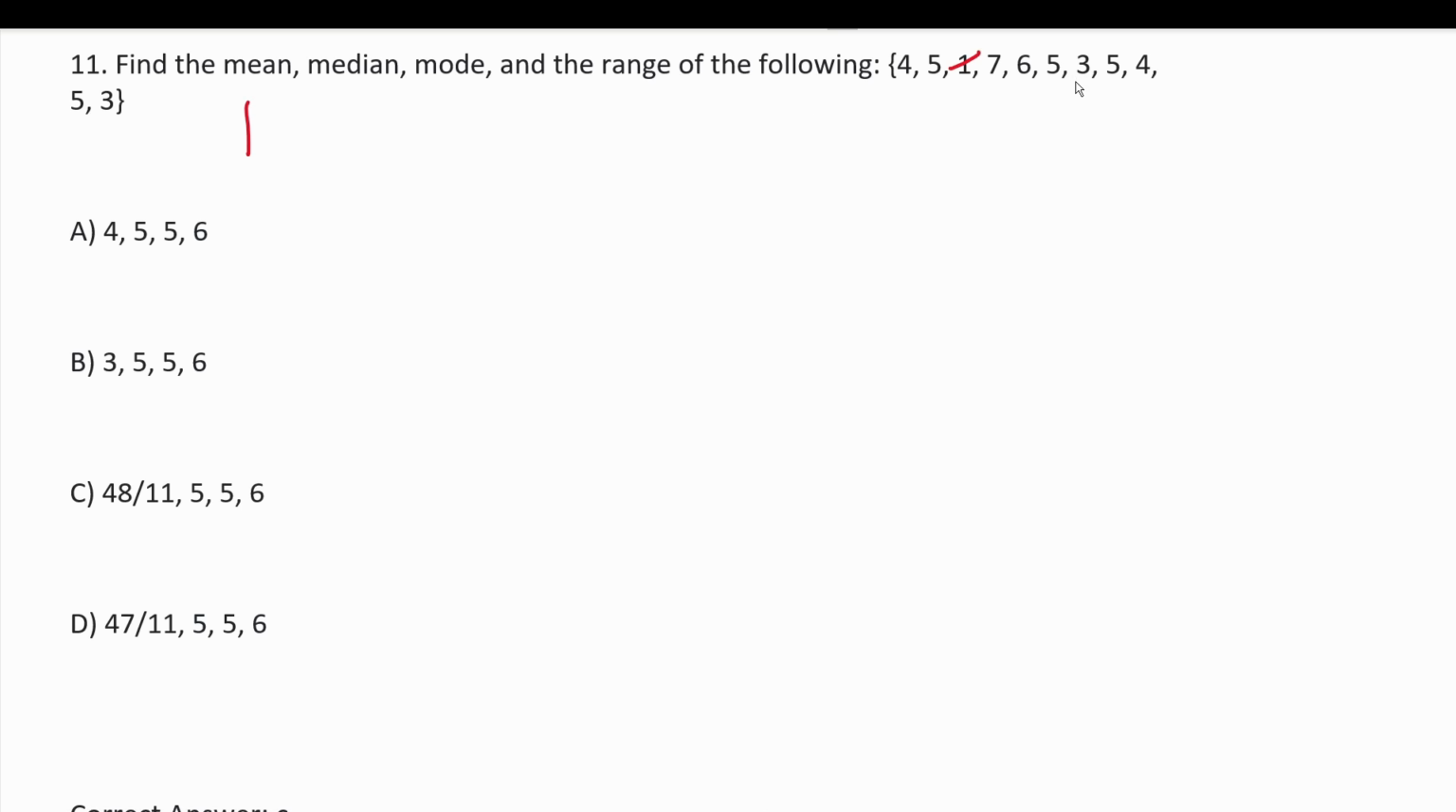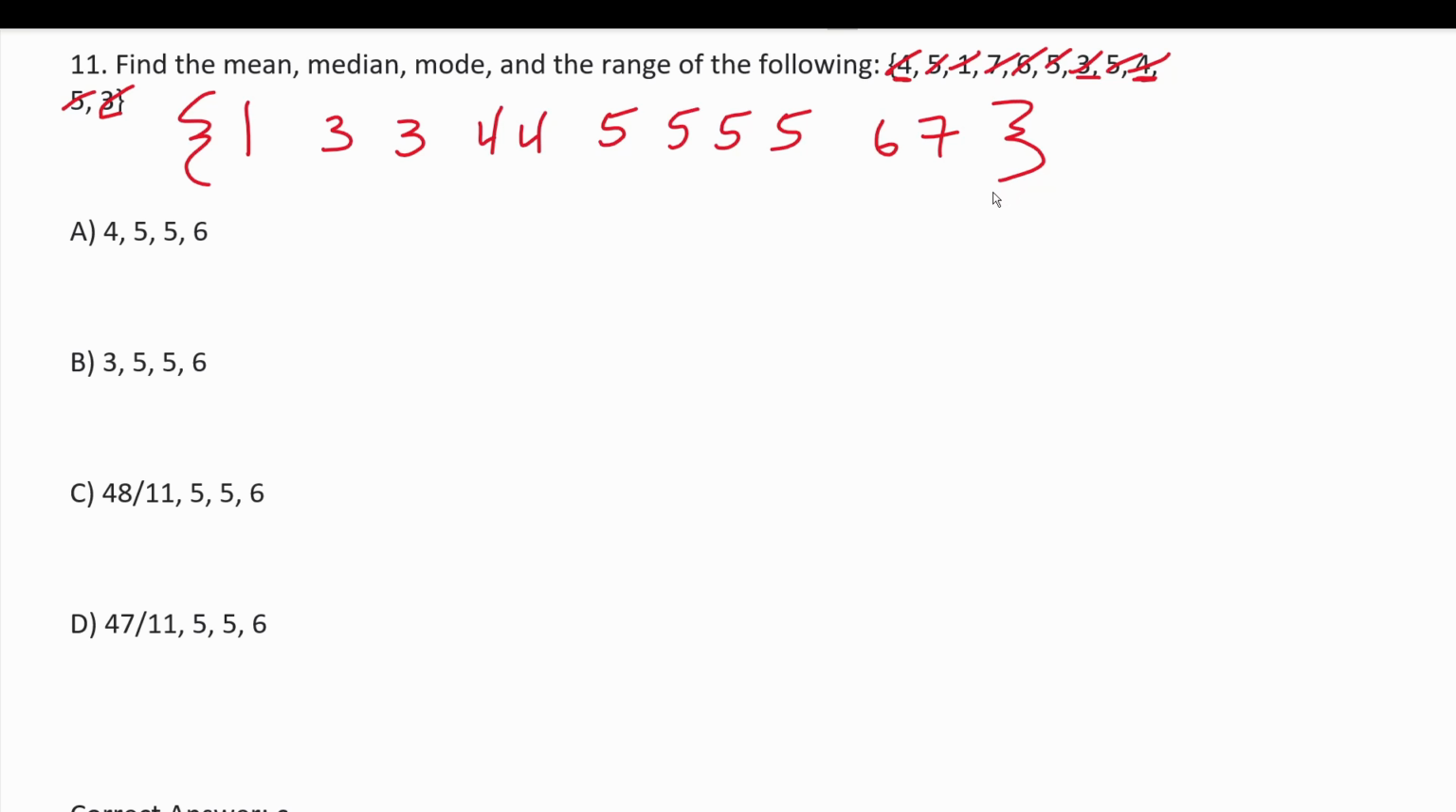1. Then after that, we have 3, which appears twice. So we'll do 3 next. After that, we have 4, which also appears twice. So we'll write down our 2 4s now. Then we have 5, which appears 1, 2, 3, 4 times. So that's 5, 5, 5, 5. Then we just have 6 and 7. All right, so we've rearranged our data set from least to greatest. And now that we've done that, it's going to be much easier to work this problem out.